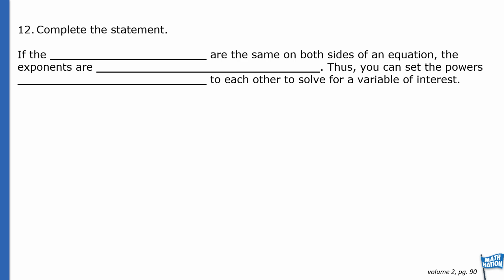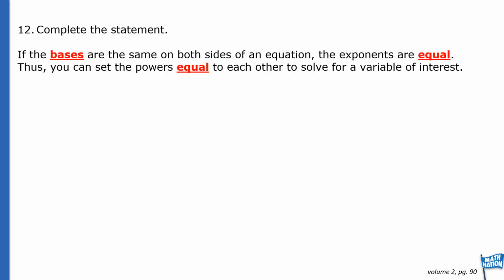All right, let's see what you've come up with. So if the bases are the same on both sides of an equation, the exponents are equal. Thus, you can set the powers equal to each other to solve for a variable of interest. Very good if you figured out what each of those terms were, what was missing.